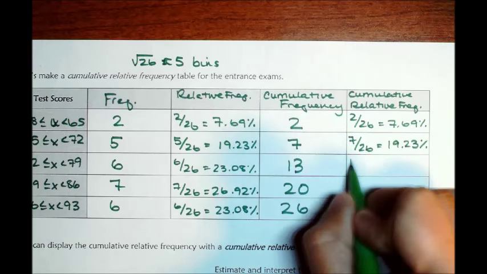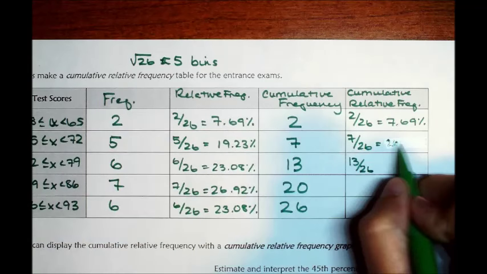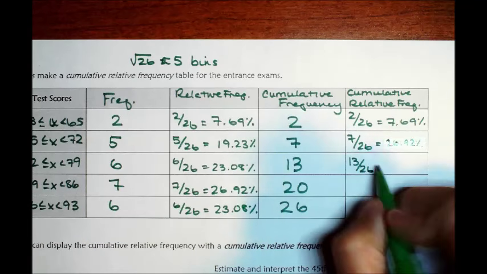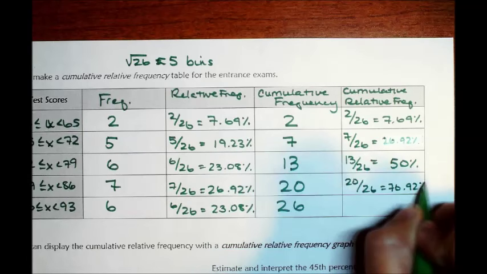Sorry, that's 26.92. 13 out of 26 is 50%. Then we have 20 out of 26, which is 76.92%. And finally, 26 out of 26, which is 100%.